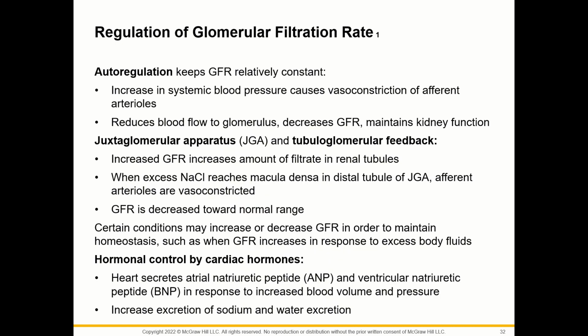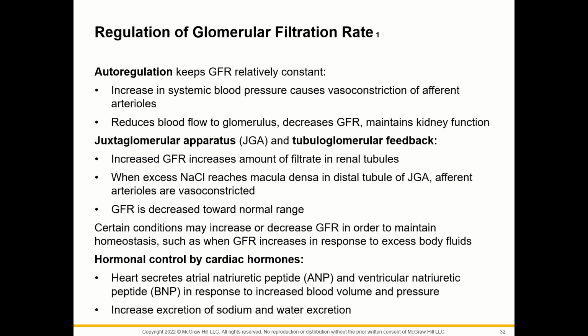Autoregulation keeps the glomerular filtration rate relatively constant. An increase in the systemic blood pressure causes vasoconstriction of the afferent arterioles. It reduces blood flow to the glomerulus, decreases the glomerular filtration rate, and maintains kidney function.